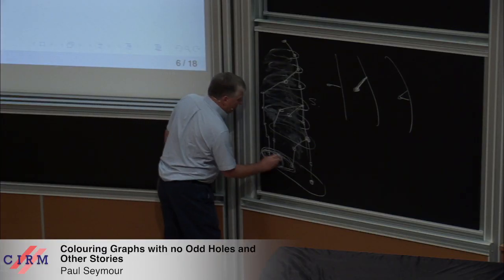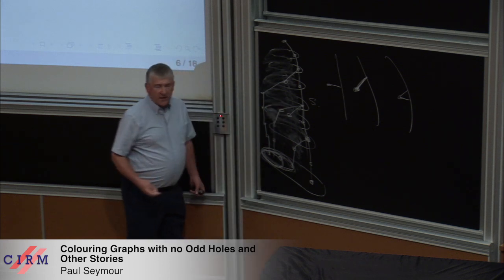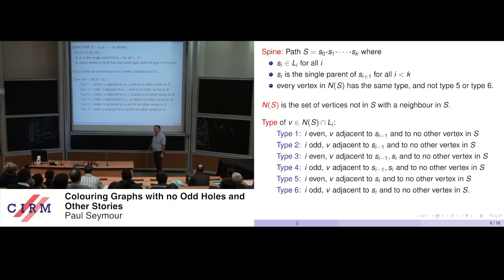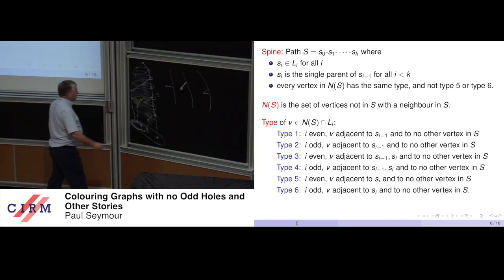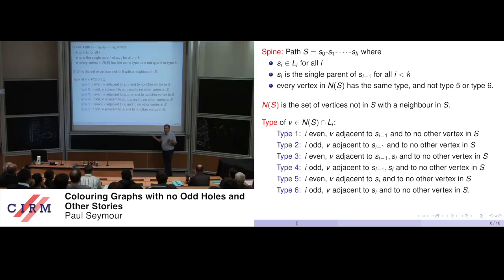In other words, I can assume all these vertices have a path which leads up, the first time it hits the spine at a vertex of the same type. Not necessarily type one, but of some type. Always the same type. And I'm happy with types one, two, three, four. I don't like types five and six very much. Because with, say, type one, I'll just keep all the vertices in all these paths. It's still a leveling. Everybody still has a parent in the next level up.